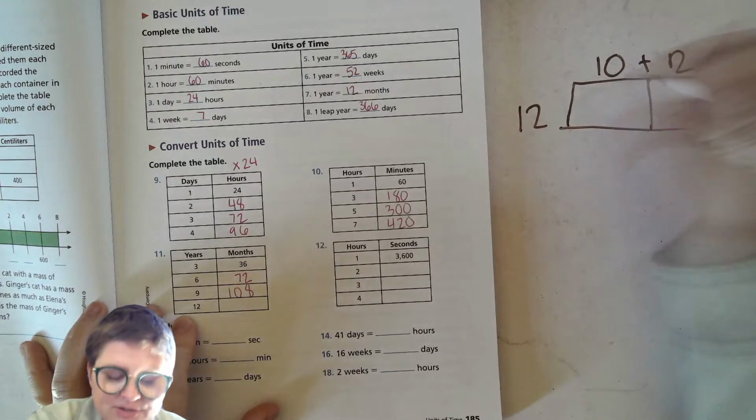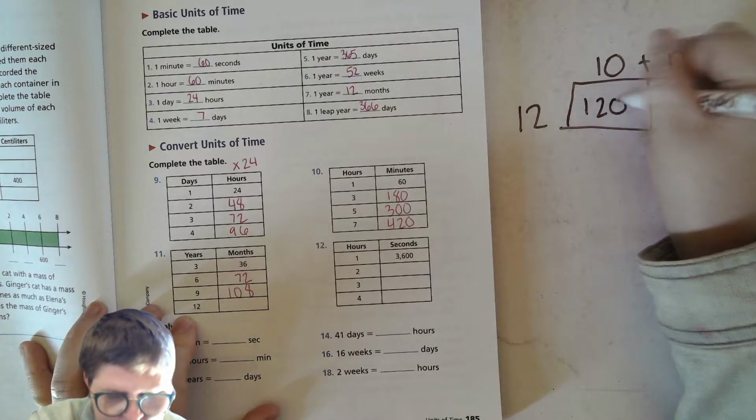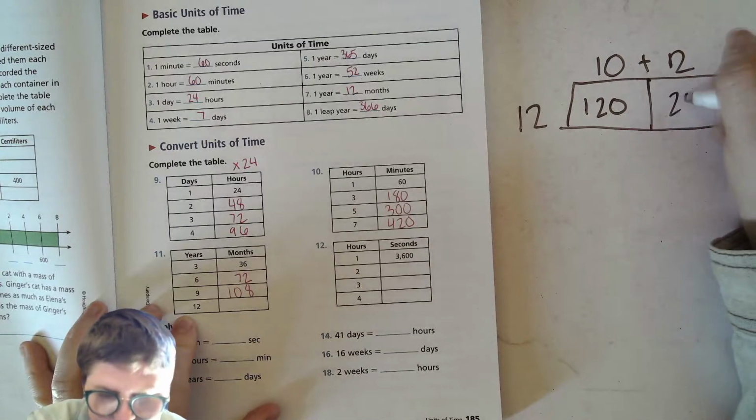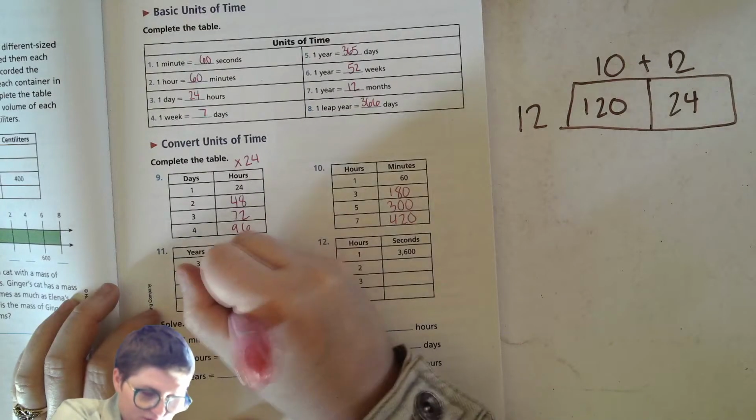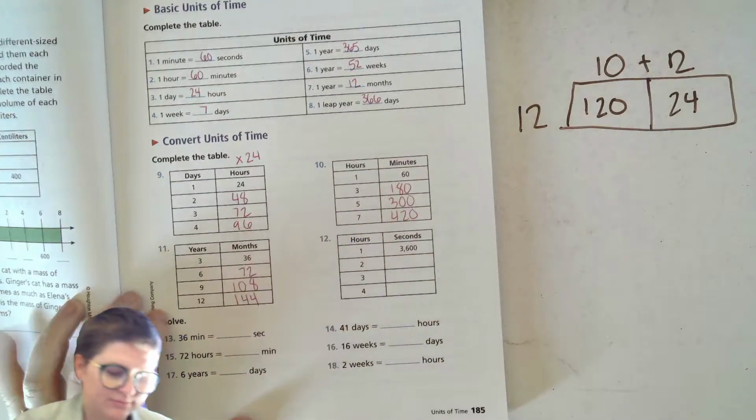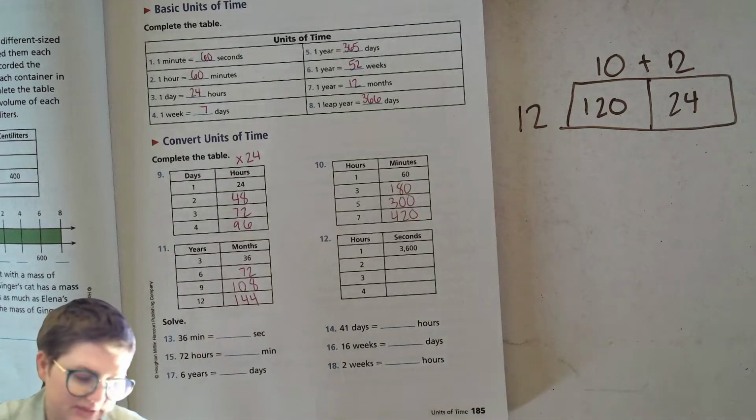So 12 times 10 is 120. 12 times 2 is 24. Add them up and you get 144. Okay.